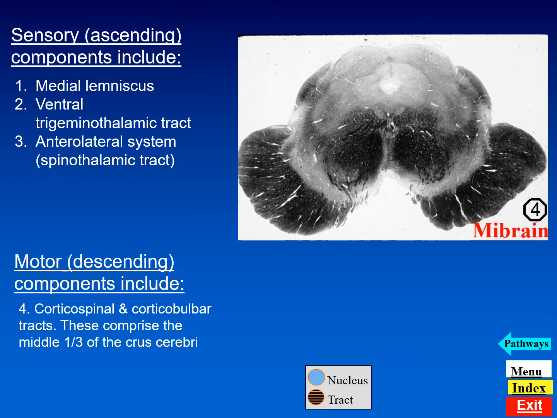So the last section we're going to look at here is the midbrain, and here are the following sensory and motor pathways: the medial lemniscus, the ventral trigeminothalamic tract, the spinothalamic tract, and the corticospinal and corticobulbar tracts within the crus cerebri.